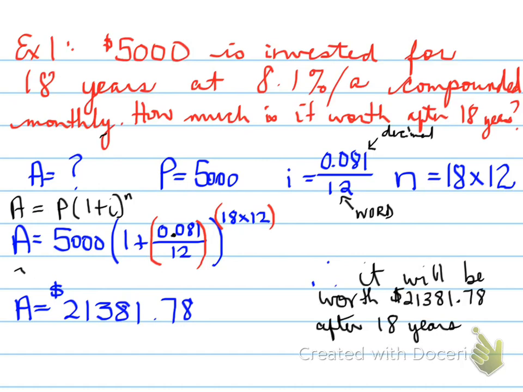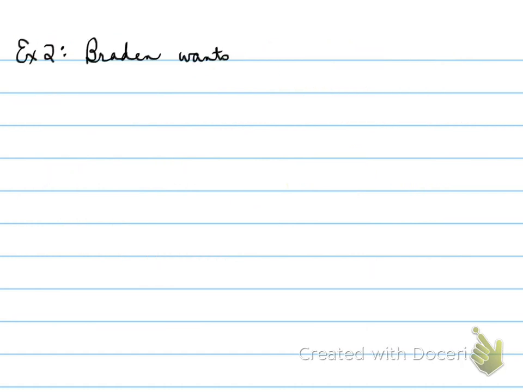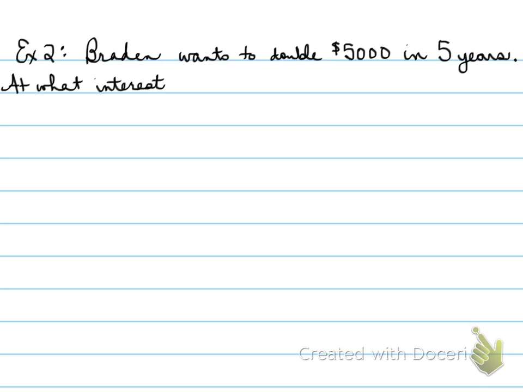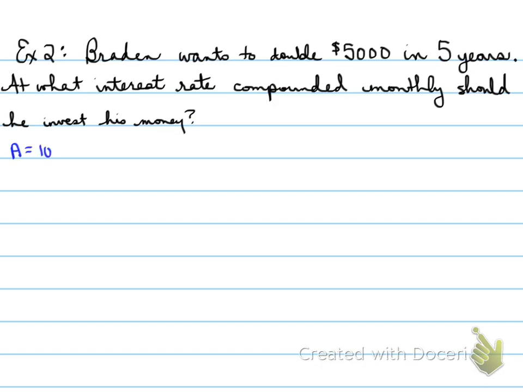All right, let's try one more example. Example number 2. Braden wants to double $5,000 in 5 years. At what interest rate, compounded monthly, should he invest his money? So we need to know, this time, how much interest rate should be charged in order for him to double his money. Well, to double his money means that we know it's compound interest because it has the word compounded. It has the word monthly, so that's our word.